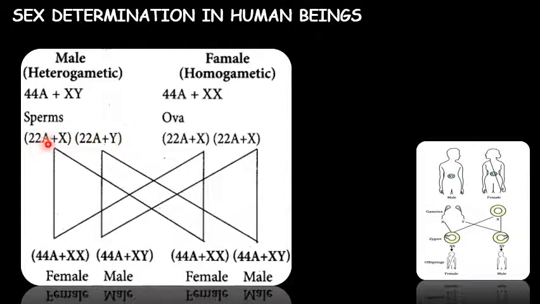When we fertilize this sperm cell bearing 22 autosomes and one X chromosome with this egg cell bearing 22 autosomes plus one X chromosome, what do we get? 22 plus 22, 44 autosomes and two X chromosomes. So totally how many? 44, 45 and 46. Since this sperm cell bears an X chromosome and this egg cell also bears an X chromosome, XX will result in a female.